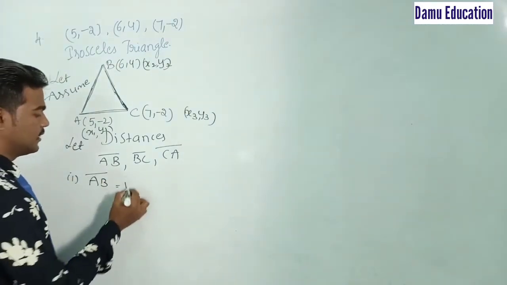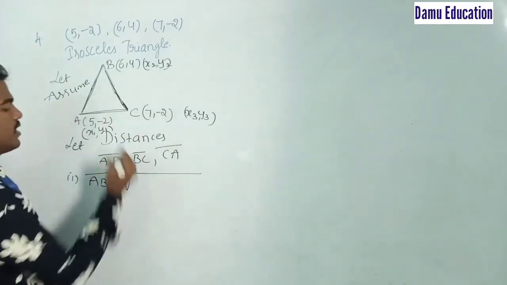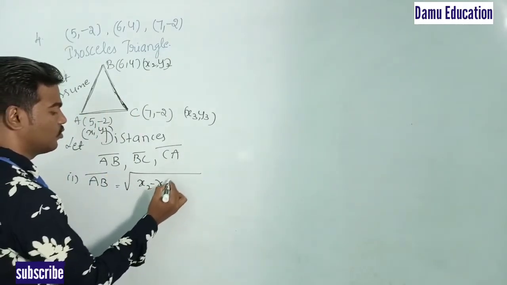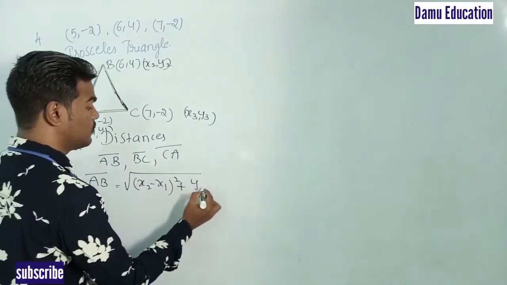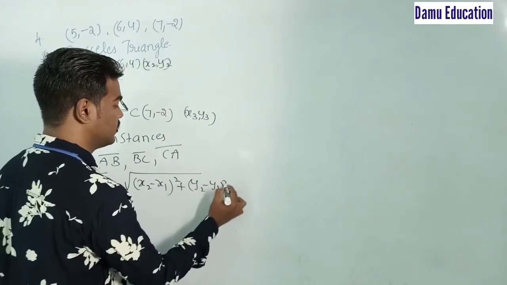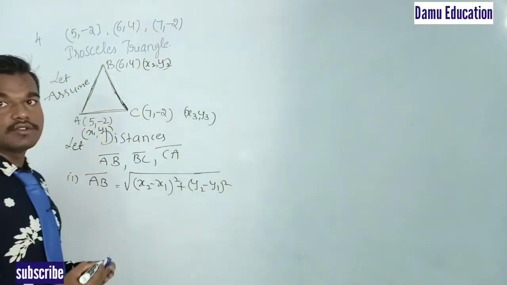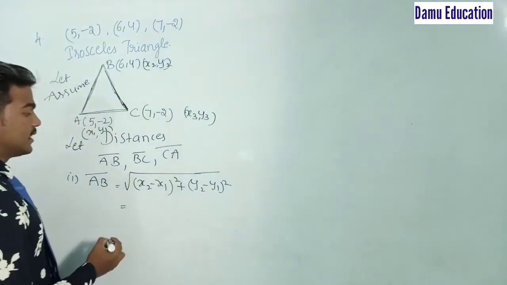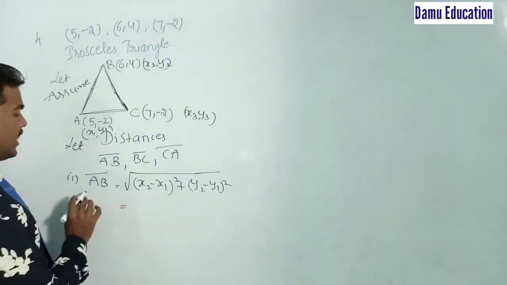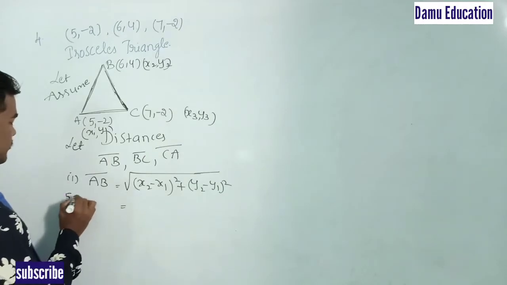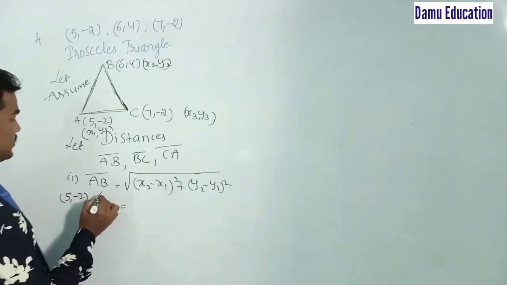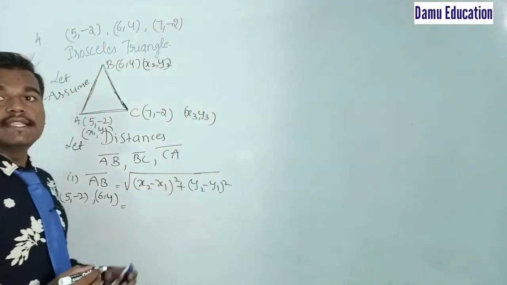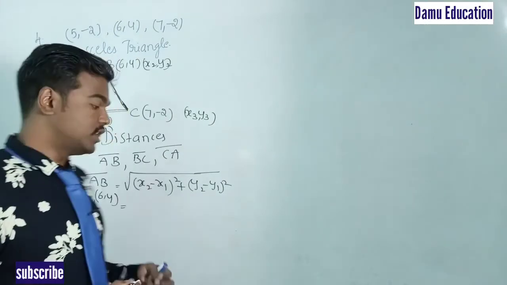So the distance is the square root of (x2 minus x1) whole square plus (y2 minus y1) whole square. So x1, y1 and x2, y2 for AB; let's consider (5, -2) and (6, 4). These are the points which we need to use.